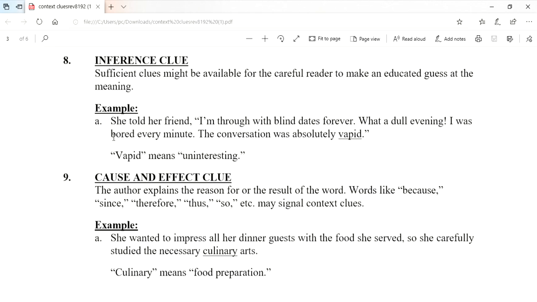Example: she told a friend, "I'm through with blind dates forever. What a dull evening. I was bored every minute. The conversation was absolutely vapid."